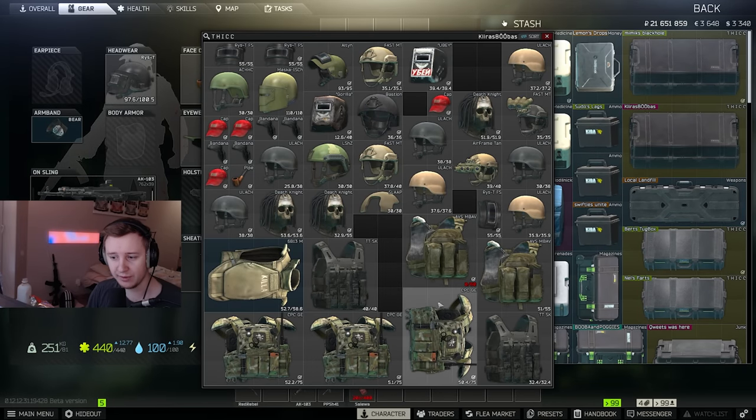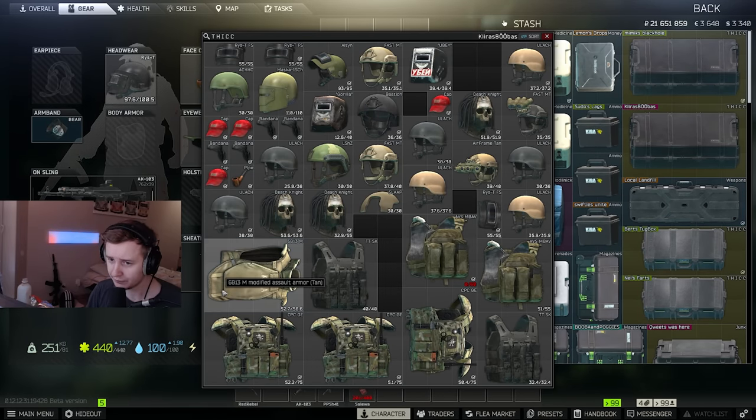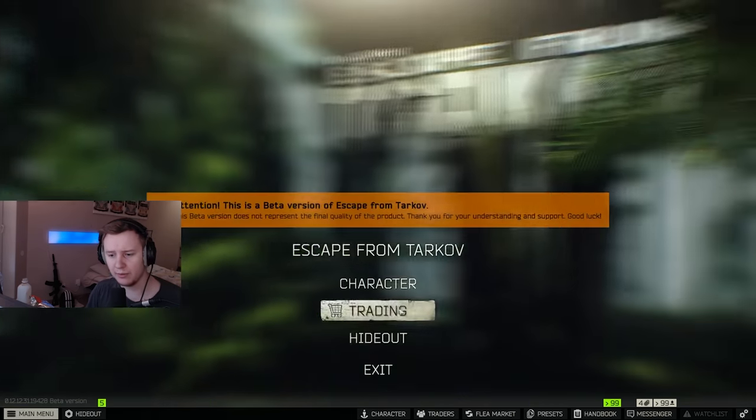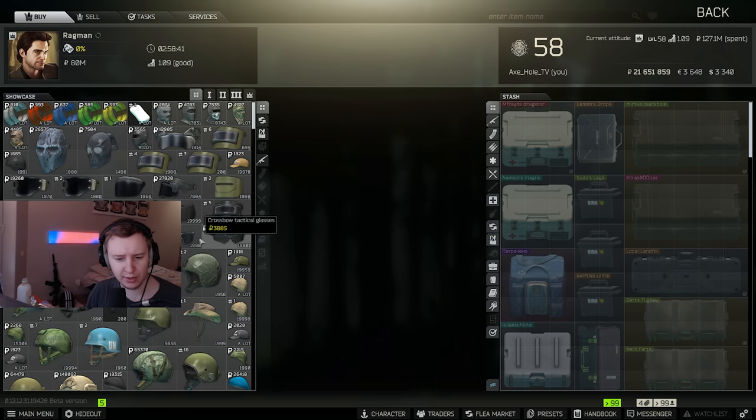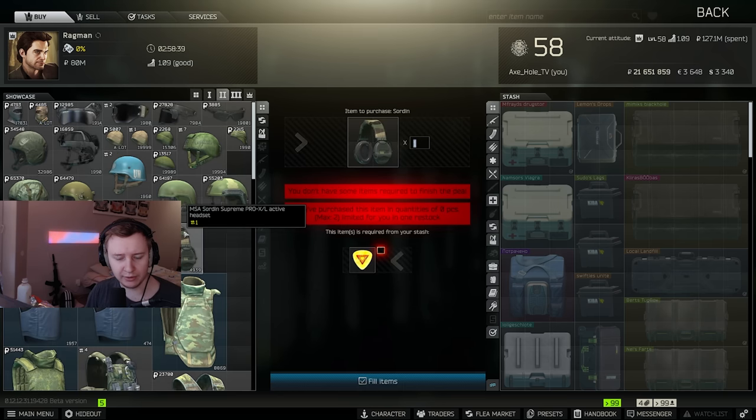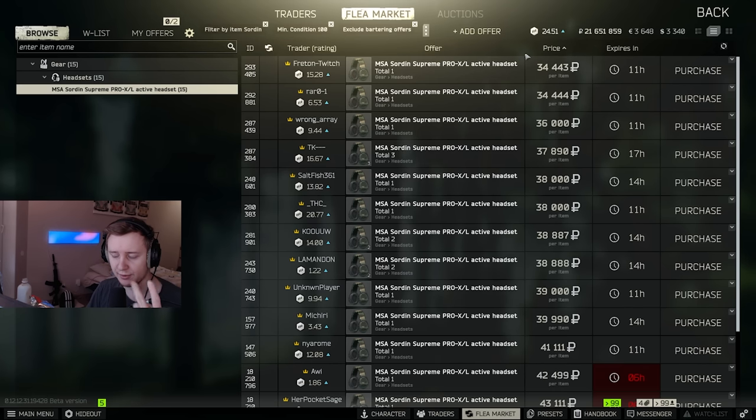I once went to the flea market and I really wanted to buy a headset. I don't remember which one, I think it was Sordins. I couldn't buy Sordins from Ragman, so I went to the flea and looked for them. And there were two golden offers above the usual ones, but the only problem is that people were selling Sordins for 25,000 rubles as the usual price, and the golden offers were 23,000, so I just bought them, but I didn't pay attention and it was in dollars. So I paid $50,000 for two pairs of Sordins, yeah.